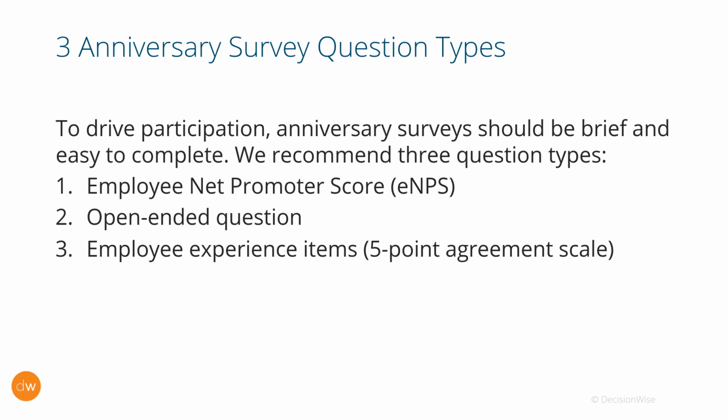So if we're working on communication or something in our organization and we want to have an ongoing pulse of what people are thinking about that thing, we could ask a 5-point agreement scale question that says, this organization communicates well with all employees about what is going on, and get some information on that, see if we're improving throughout the year. The core anniversary survey will just have the first and second type.